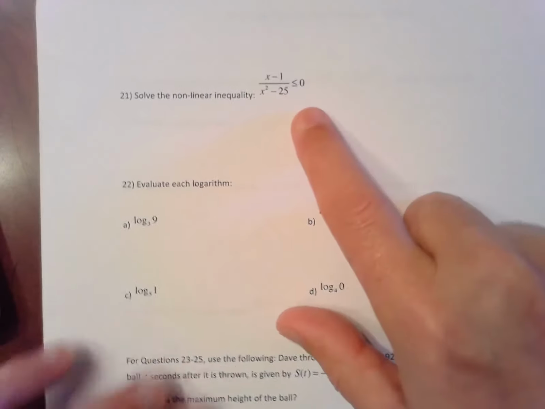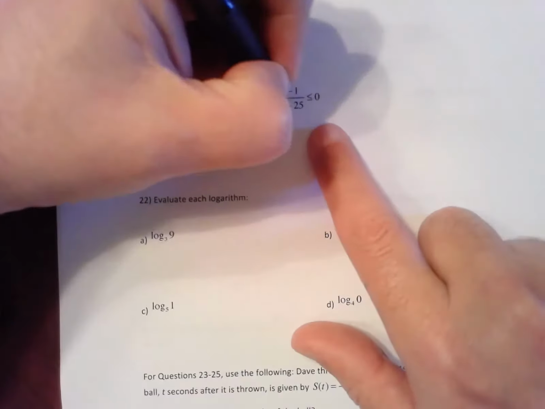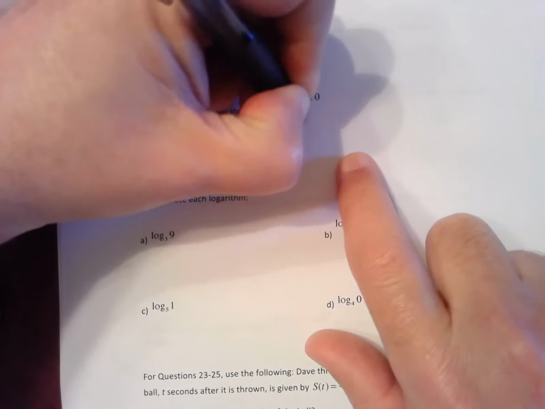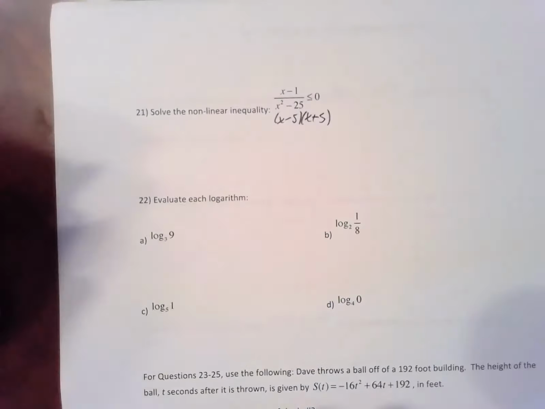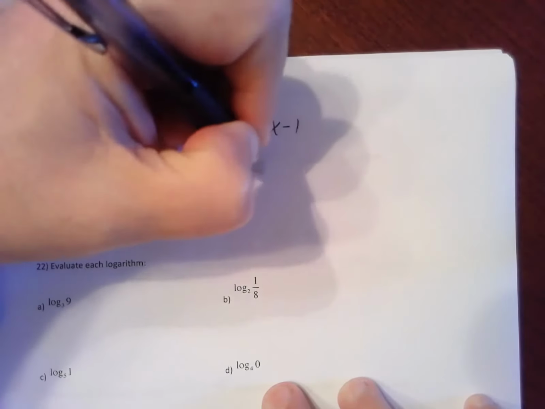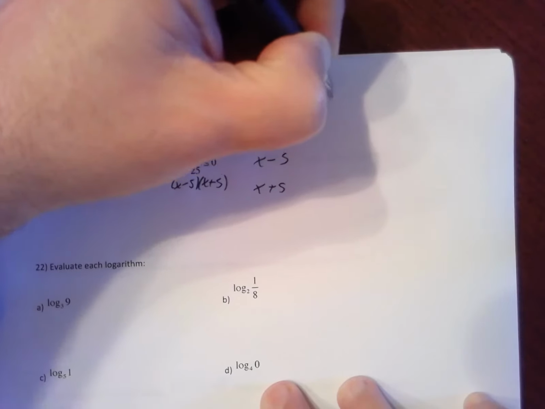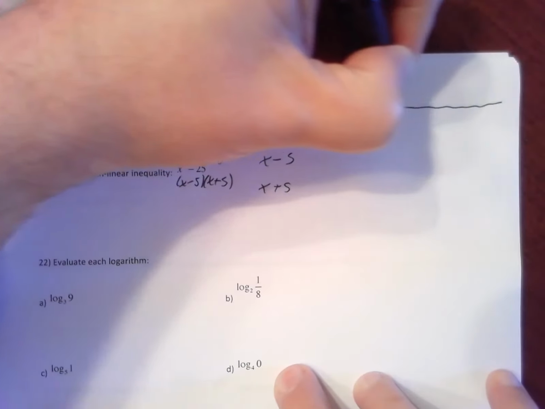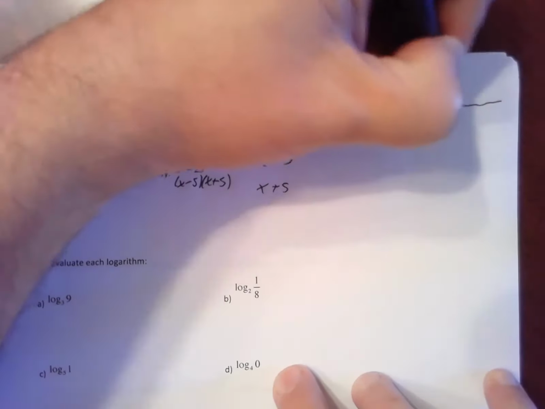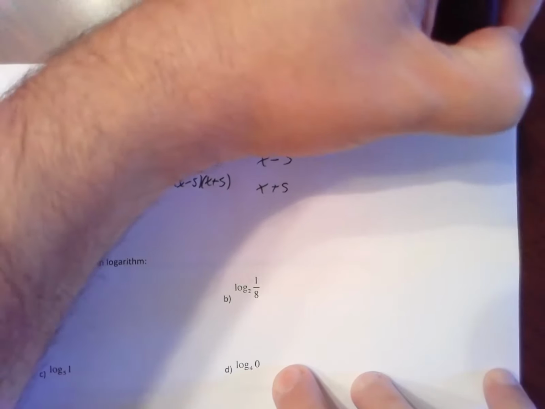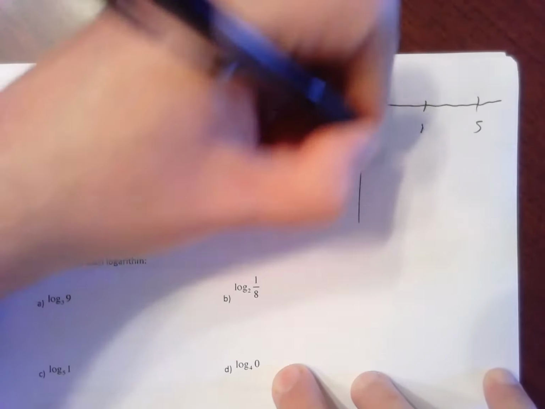Okay, we want to solve this nonlinear inequality. So that guy factors, that's x minus 5, x plus 5. So we're going to have an x minus 1, an x minus 5, and an x plus 5. And up here in our number line, a negative 5, a 1, and a 5.